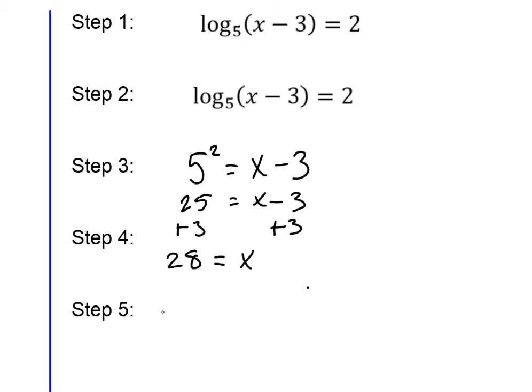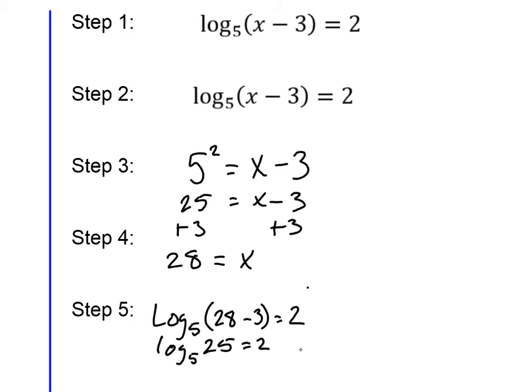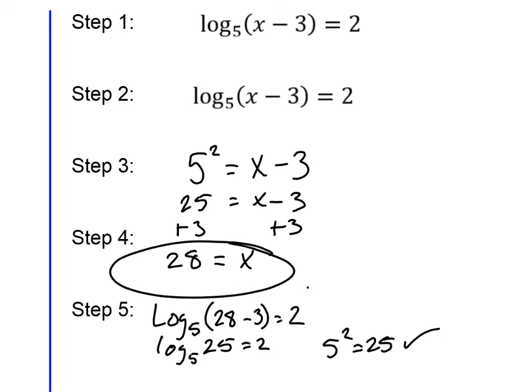Let's plug this into my original problem, just to make sure I got the right answer. So log base 5 of 28 minus 3 equals 2. Log base 5 of 25 equals 2. And you can check this in two different ways. We can check this either by changing its form, or we can check it by doing change of base. I'm going to just change its form. Its form would say base 5 exponent 2 equals 25. And yes, I know that's true, so I got the right answer.